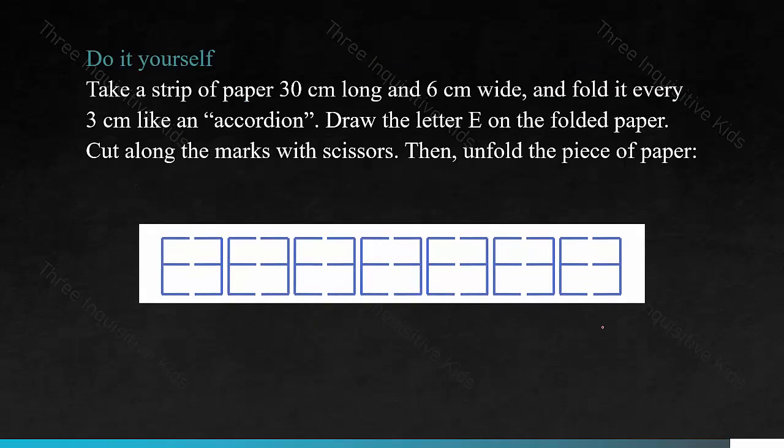Do it yourself. Take a strip of paper 30 centimeters long and 6 centimeters wide and fold it every centimeter like a so-called accordion. Draw the letter E on the folded paper. Cut along the marks with scissors. Then unfold the piece of paper, and you will get this. If you don't want to, you don't have to do this, because it seems very specific, 30 centimeters long and 6 centimeters wide. But you can still see how when you unfold the piece of paper, there are multiple E's because you folded them at first.